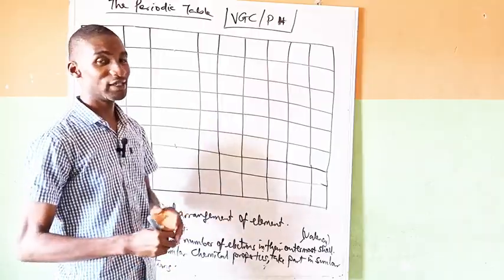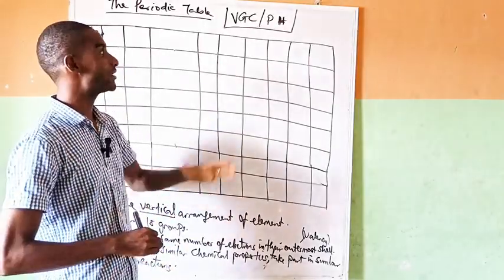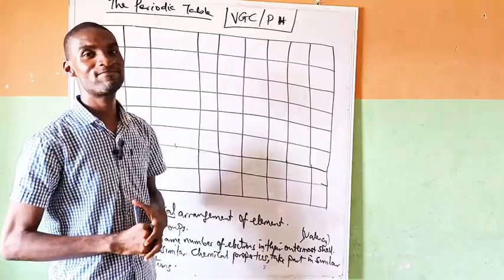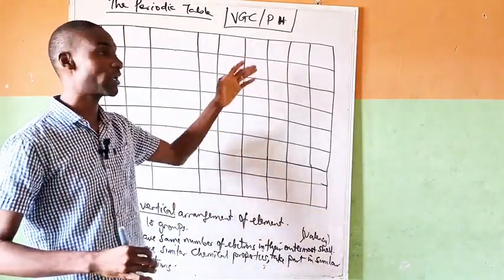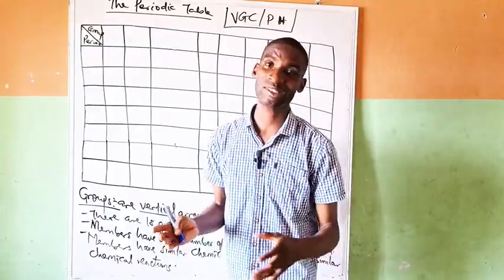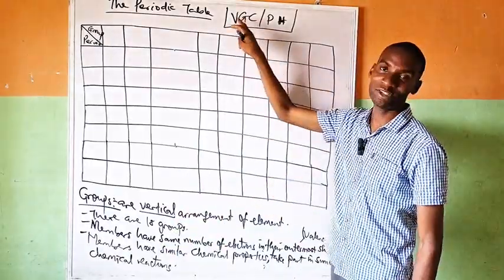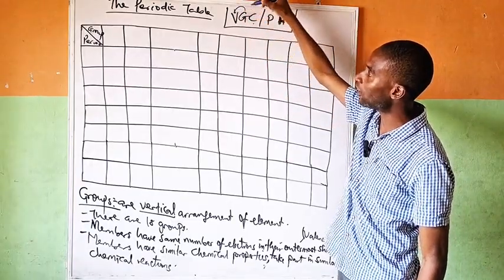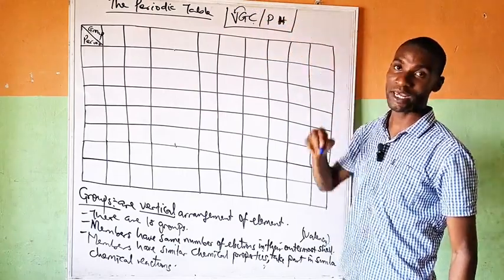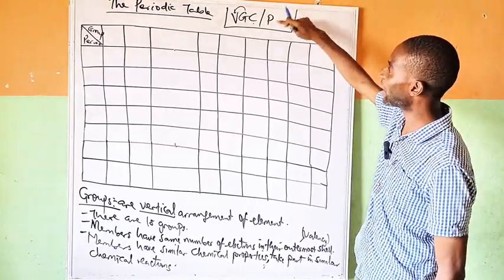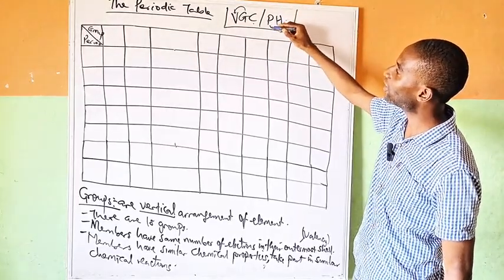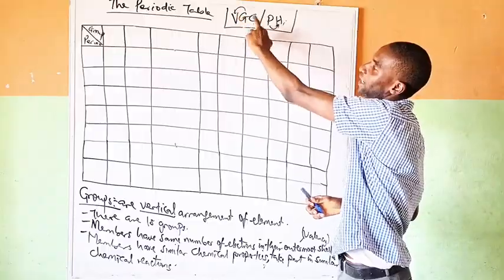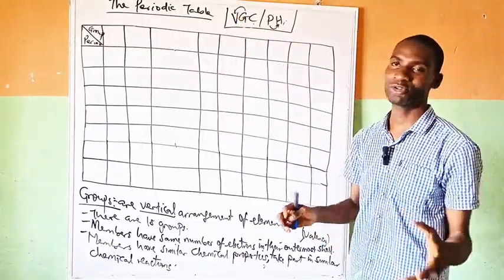So what is VGC? VGC is a location in Lagos, that is Victoria Garden City. pH is a location in Rivers State, that is Port Harcourt. But what has that got to do with chemistry? In chemistry, VGC means groups are vertical. pH, which is Port Harcourt, simply means periods are horizontal. Periods are horizontal, groups are vertical in chemistry. So you can always use that to remember.